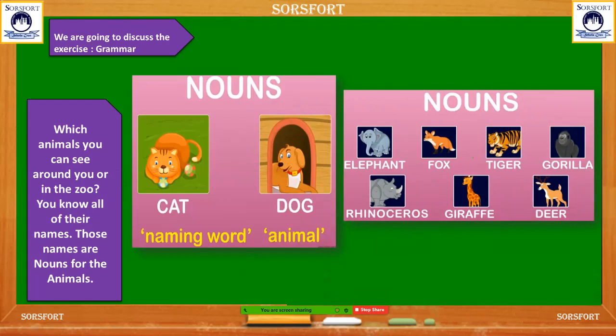You can see so many animals in the zoo, like elephant, fox, tiger, gorilla, rhinoceros, giraffe, deer. So these are zoo animals or jungle animals. We know their names. So these all are nouns or naming words. Whenever we write an animal's name in our sentence, we know these are nouns. Whenever I write, the fox is cunning, I know that fox is the naming word of an animal. So we will underline this noun, fox. Got it?